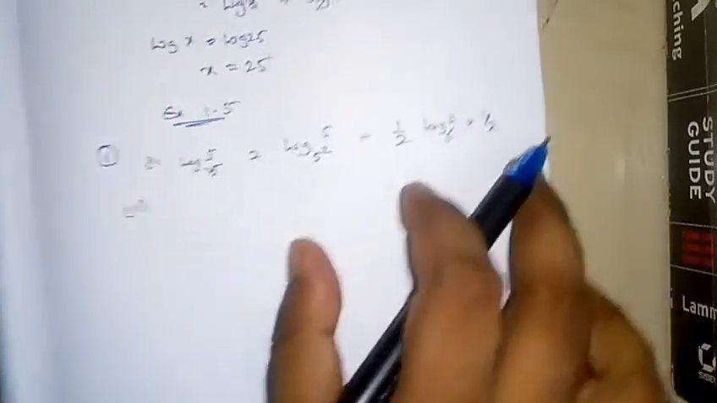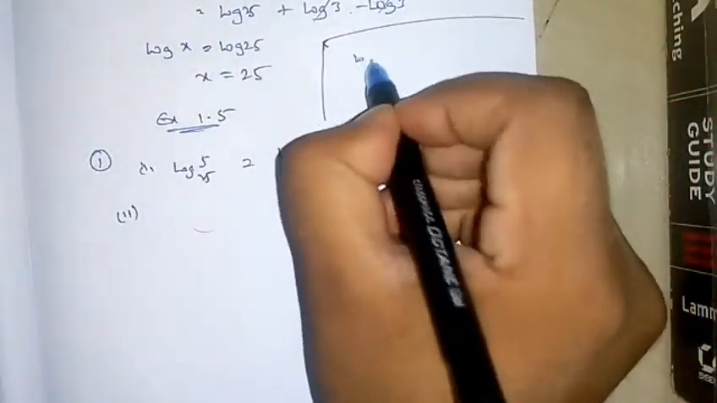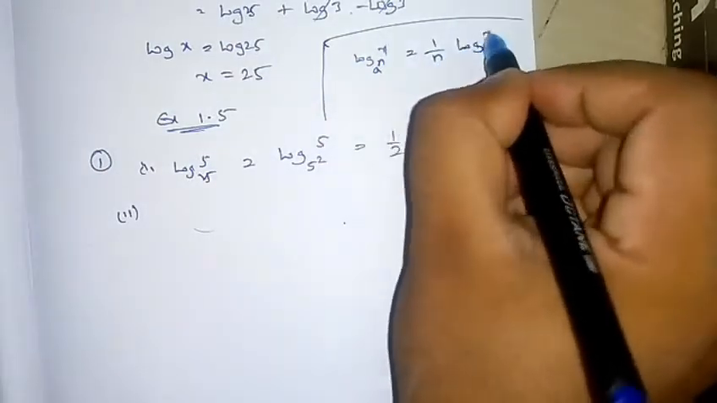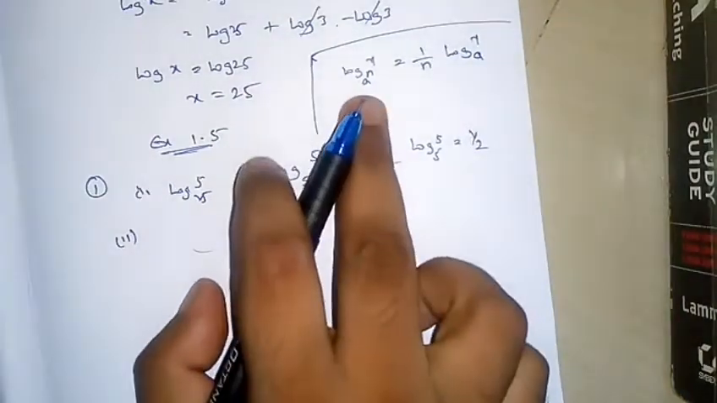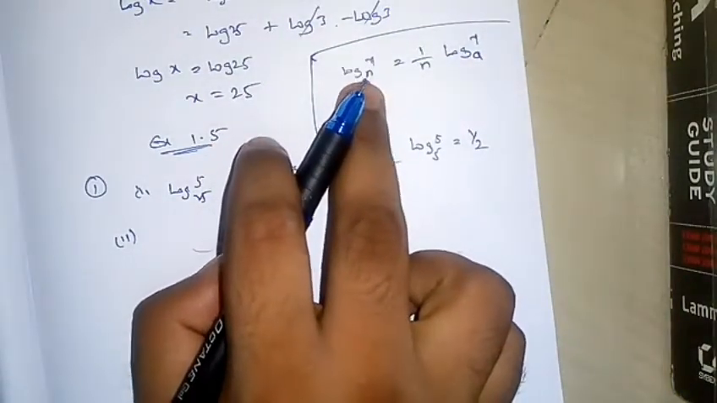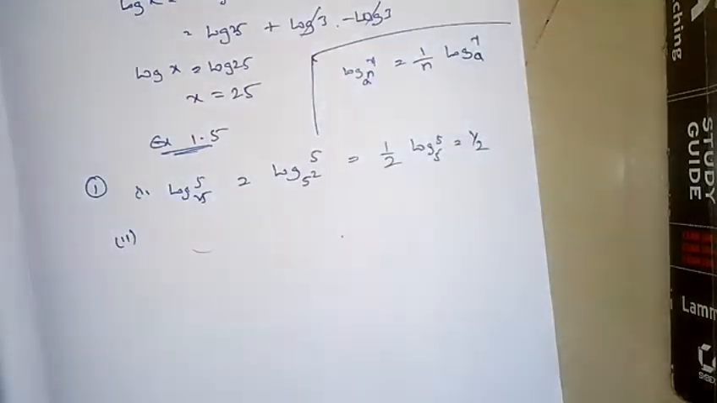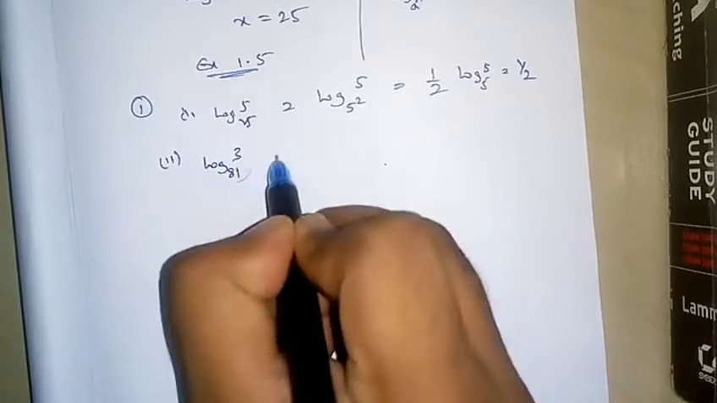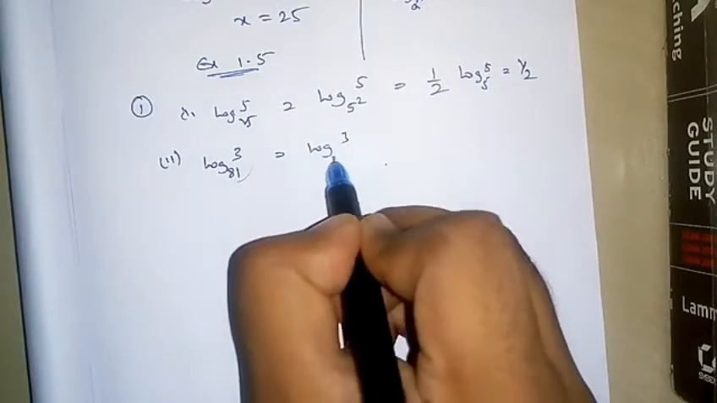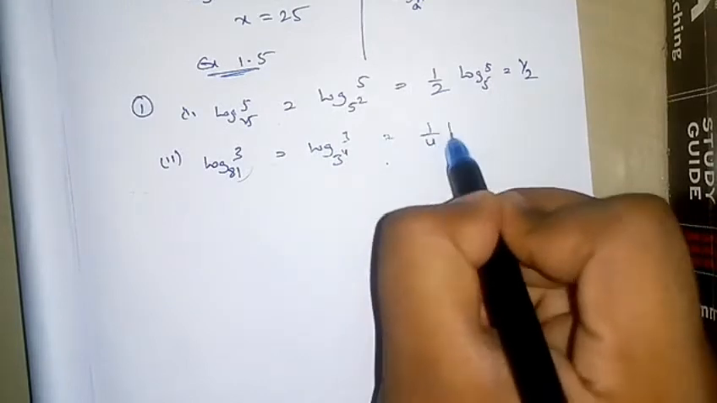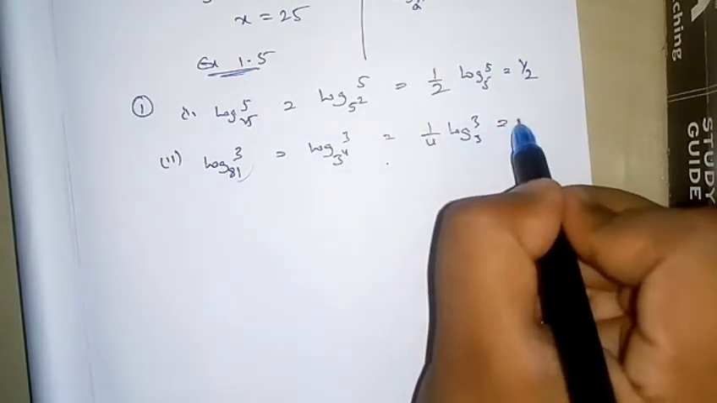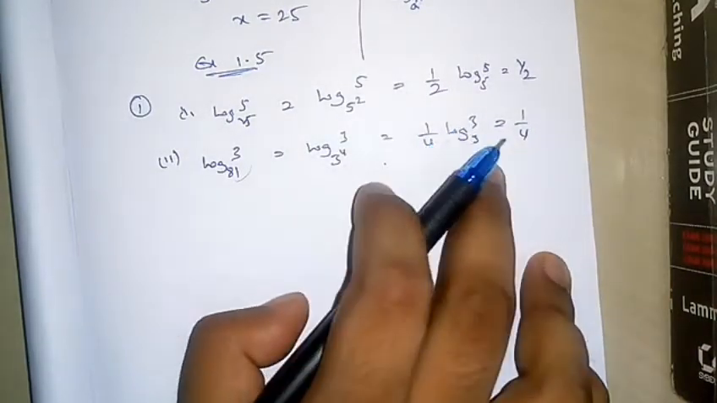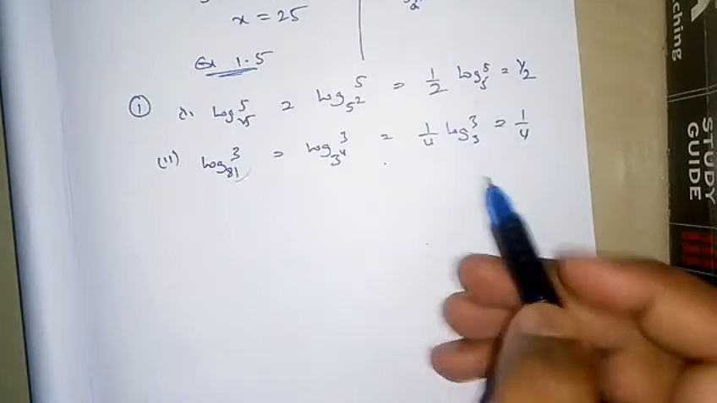Actually this is a formula. If you are given log x base a to the power n, it is equal to 1 by n log x base a. You have to remember this. Log x base a power n can be written as 1 by n log x base a. Let's solve the second one. Log 81 base 3 is equal to log 3 power 4 base 3, which is equal to 1 by 4 log 3 base 3, which is equal to 1 by 4. Log x base x is equal to 1. So this will be equal to 1 by 4.